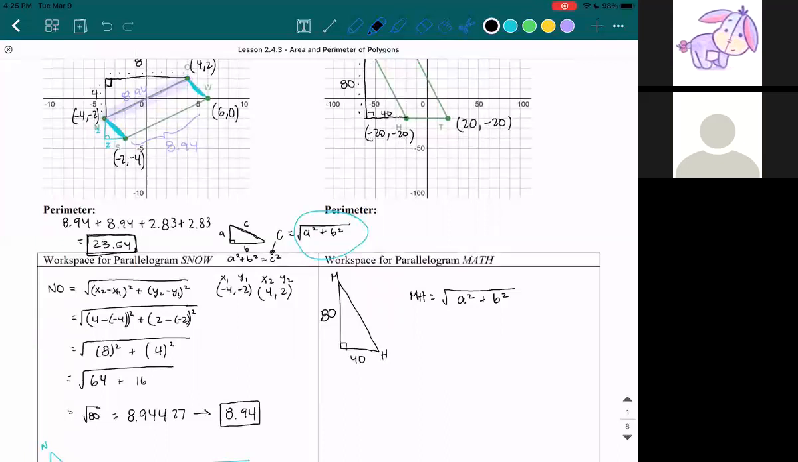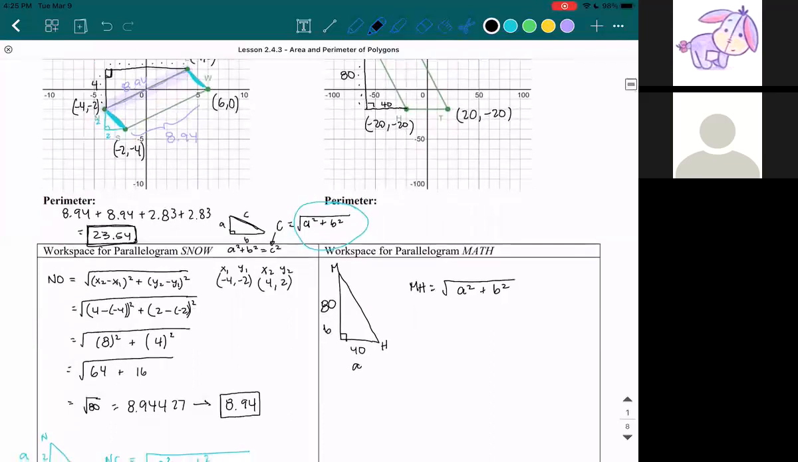Okay, so which one's a and b? It really doesn't matter. You can have a and b like this, or you can have a and b like this. It doesn't matter because once you add it together, it doesn't matter what order you add it in. 1 plus 2 is the same thing as 2 plus 1. So it doesn't matter which one your a is and which one your b is, as long as you know that your hypotenuse is the side for c.